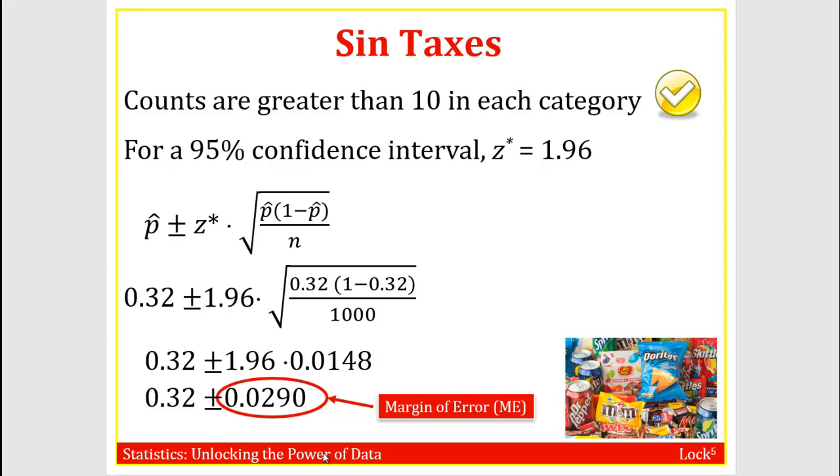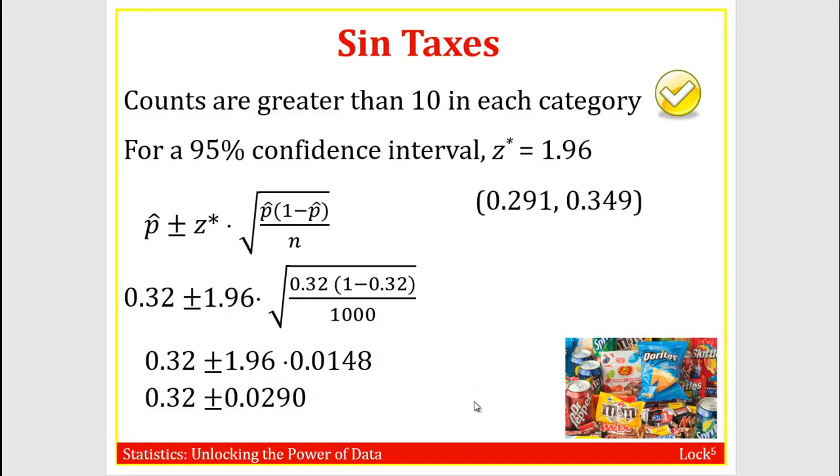That portion of my confidence interval formula, once I get everything done on the right side, is called the margin of error. And I'm just going to add and subtract that margin of error to my p hat value to come up with my confidence interval. So if I take 0.32 minus 0.029, I get 0.291. And if I take 0.32 plus 0.029, I get 0.349. So this right here is the confidence interval.